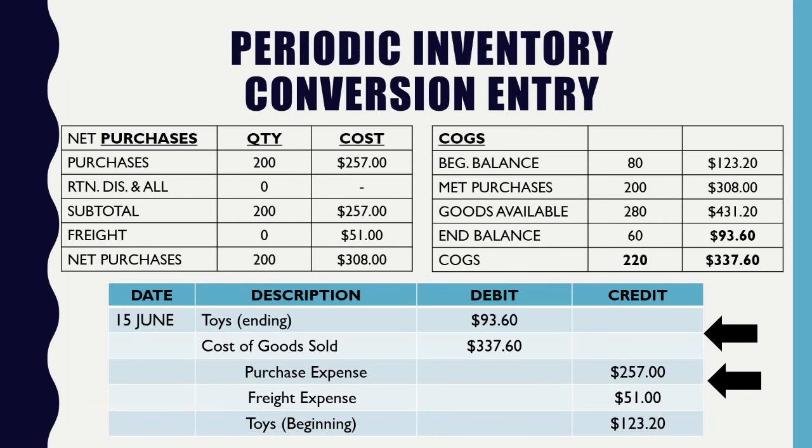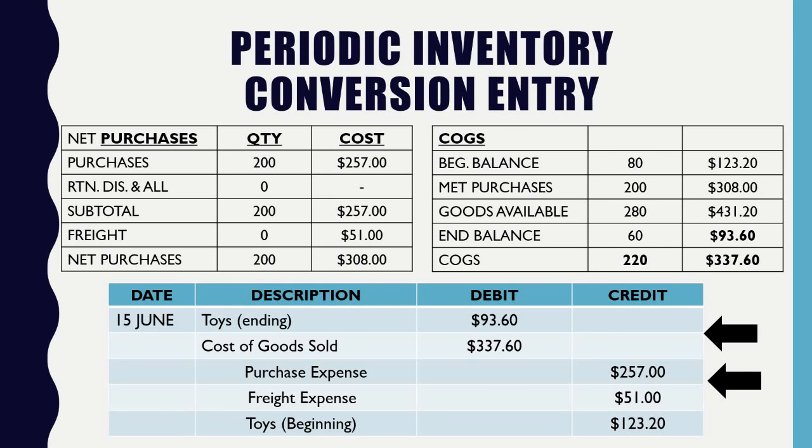Now again, here we're going to convert it because we realized, hey, I'm at the end of the period. It's already June 30th. I know that I have 60 available in the ending inventory. So again, using the table that we just filled out, we're going to recognize our purchases, our freight expense, our ending balance and our cost of goods sold. And in here, we plugged everything in.